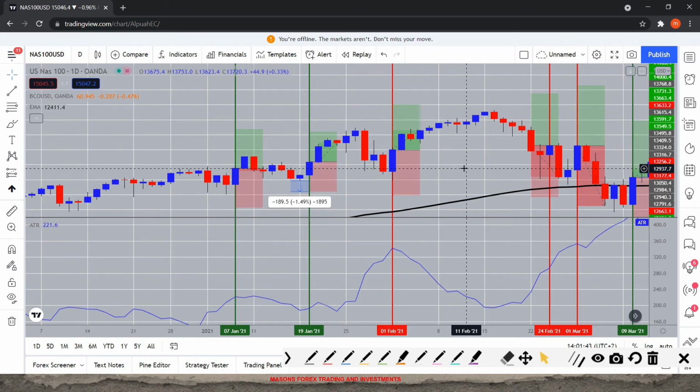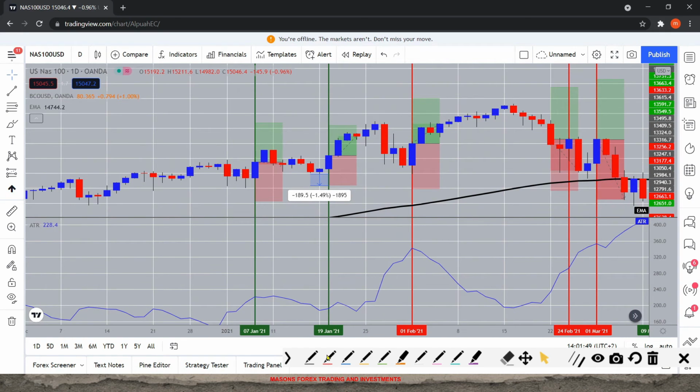Now we have a loss. On the 1st of February 2021, we take our first loss. Price pushes up and it retraces. We have a 2-candle pullback and then followed by an engulfing candle. This candle is E for engulf. We will definitely enter at this point because it meets our requirements.